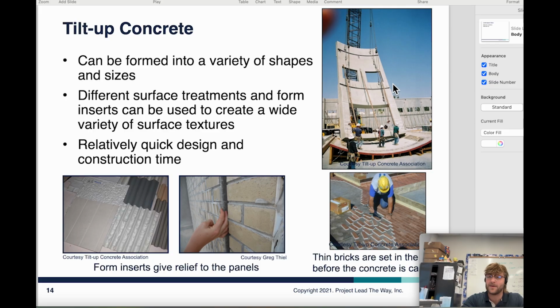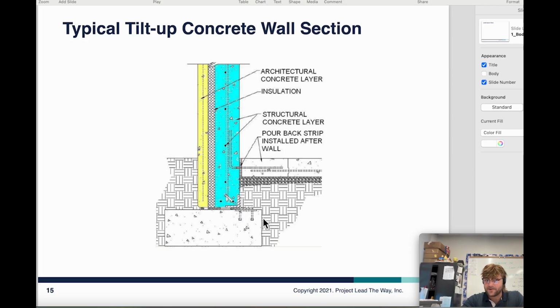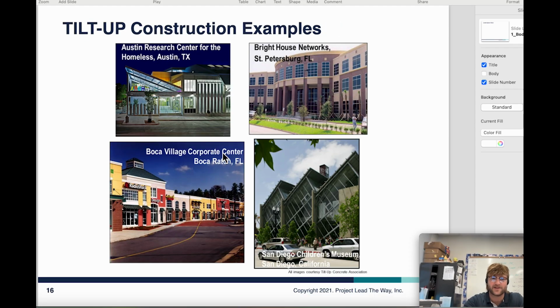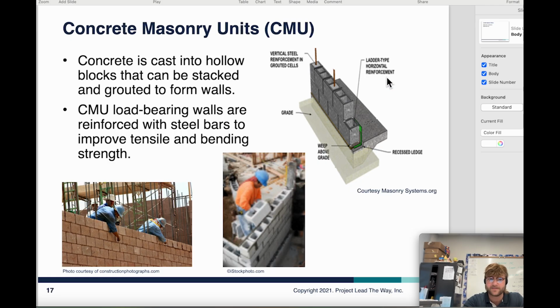So as you can see, a variety of shapes that we can create with this. So they actually have a curved surface there. Here's an example too of the brick that they use for those forms that looks pretty realistic, right? But it is just all concrete. So this is the typical tilt-up concrete wall section. As you can see here, we have these connection points that we could use. Most of the time, we'll use some epoxy to connect those points in there. Here's some other examples as well of tilt-up construction. So pretty cool examples there.